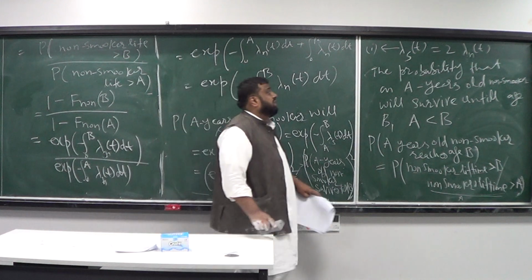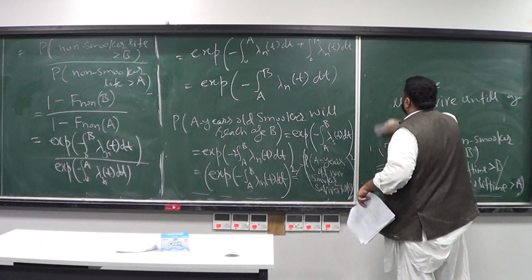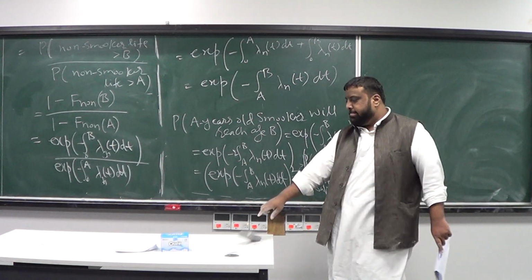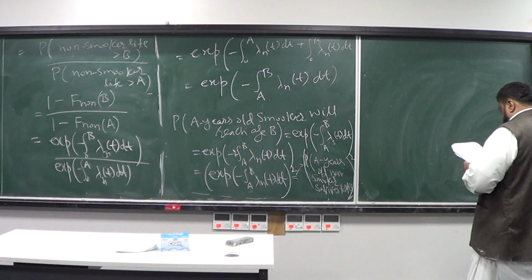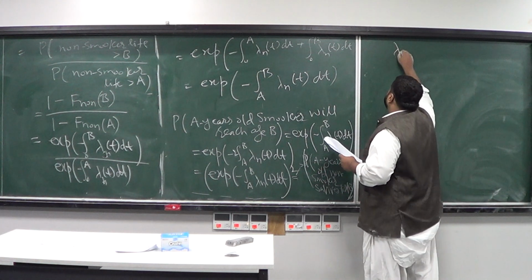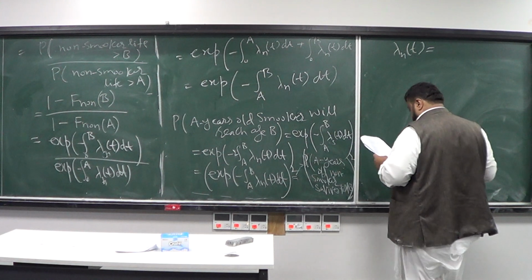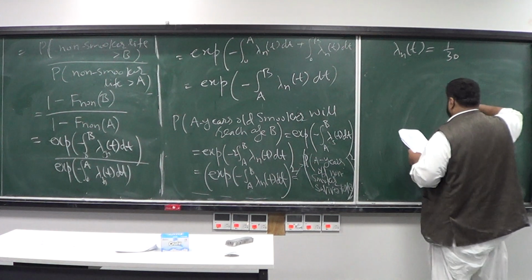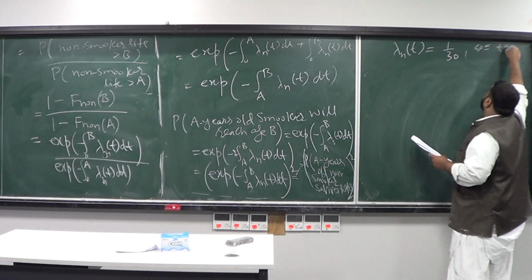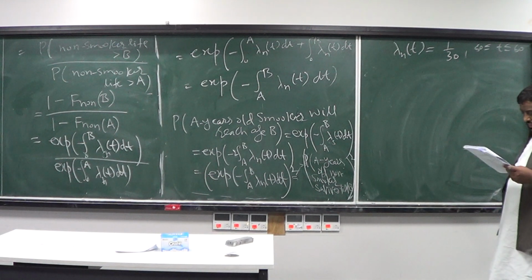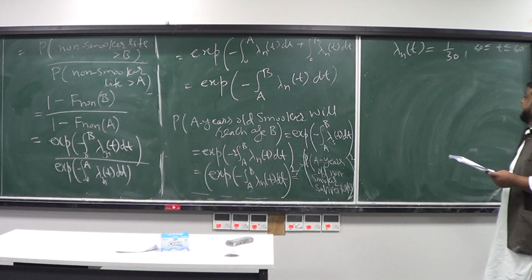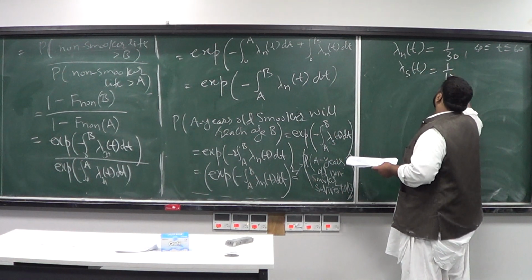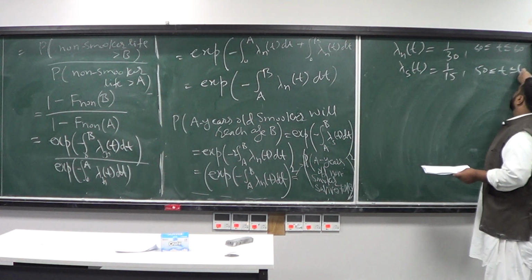Okay, so let's for example put this into a numerical equation. Let's assume that the death rate of the non-smoker is 1/30, where t is between 50 to 60. Okay. So the death rate of obviously smoker is going to be 1/15 between 50 to 60. So what is the meaning of this statement?